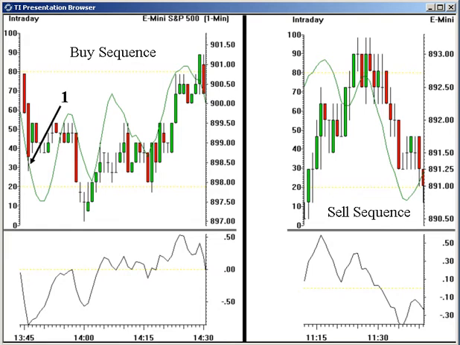Number 1 shows price making a low at about 1345 on our chart. Usually, the next thing to happen will be for the MACD to hook up after price forms this low. And that occurs right here at point number 2 at 1346 on our timeline.